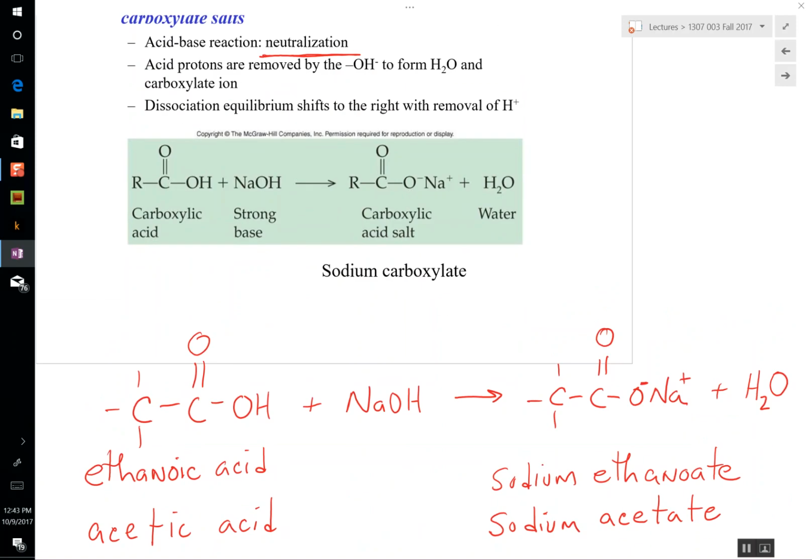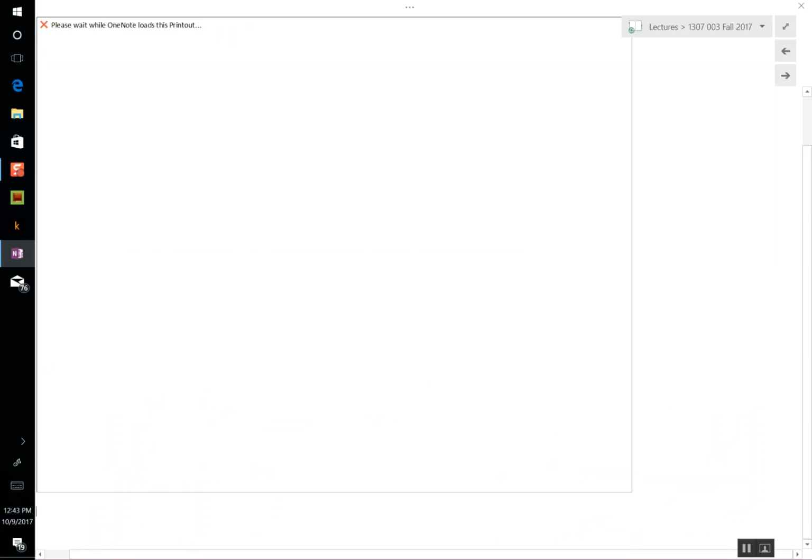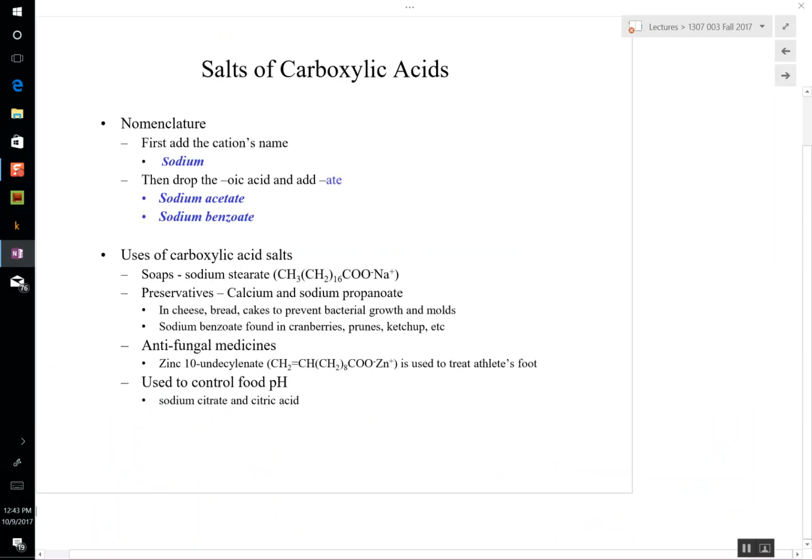This could be sodium hydroxide. It could be potassium hydroxide. Doesn't have to be sodium hydroxide. Just has to be a base. All right, so here it is talking about the naming of it. First add the cation's name, sodium. So you have sodium acetate, benzoic acid. You would react it with sodium hydroxide, you get sodium benzoate.